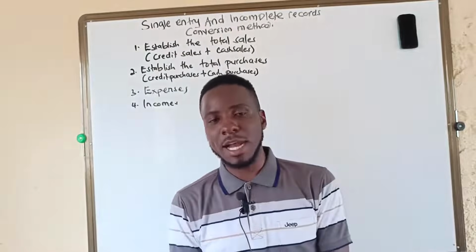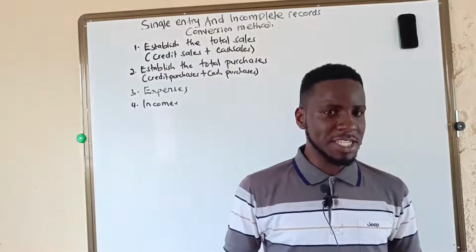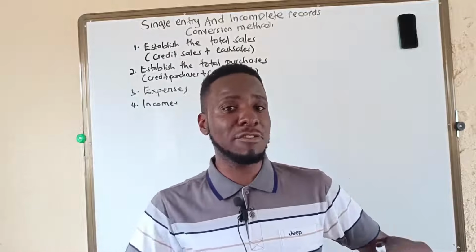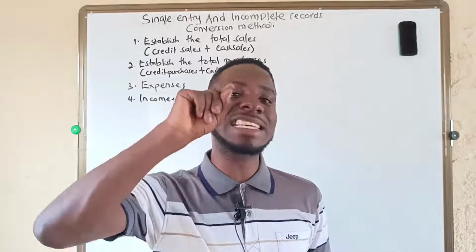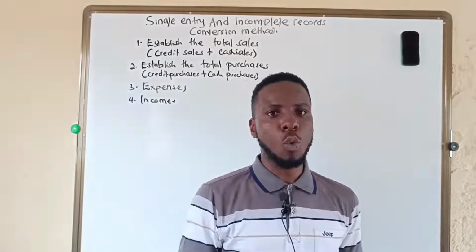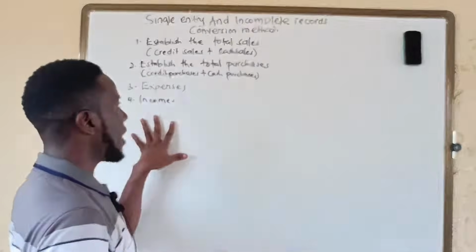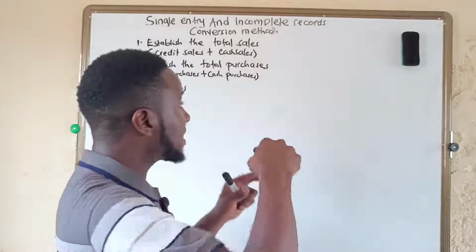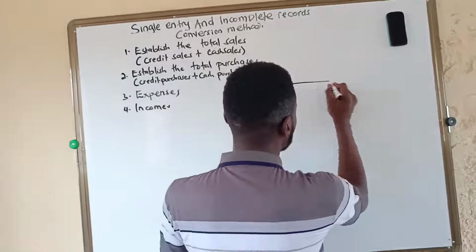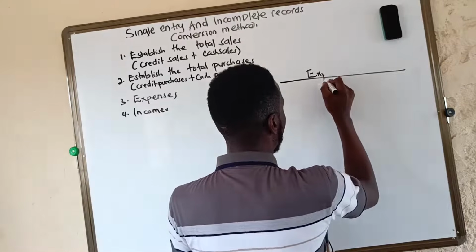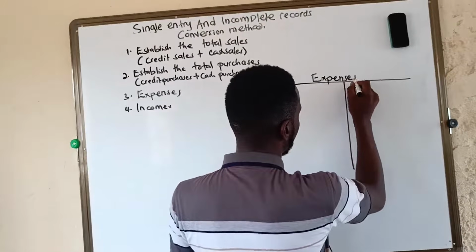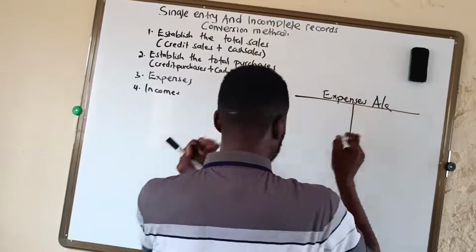Because like I told you, we can have rent, you can pay for a month you have not utilized. Then that means you have paid that amount, but you have not incurred that amount. So what do? We are supposed to prepare what they call an expenses account. Now, this is how it looks like.